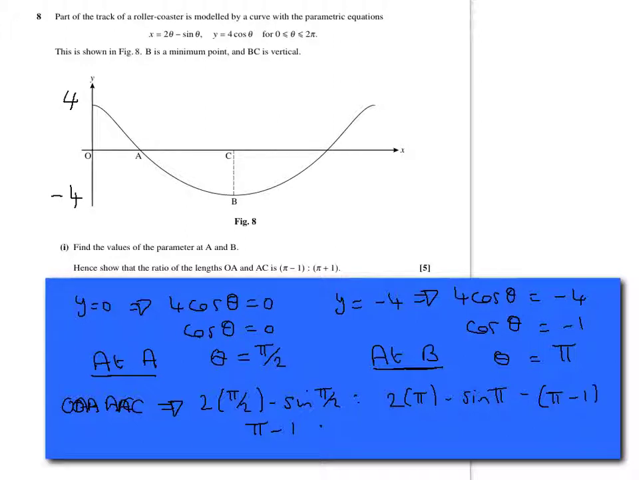Now, as can be seen, simplifying this side gives us 2 pi, take away pi, leaving us with pi. Minus sine pi, well, sine pi is equal to 0, so we have 2 pi take away 0, which is just 2 pi, then subtract pi, then plus 1. Hence, we have the ratio as desired.